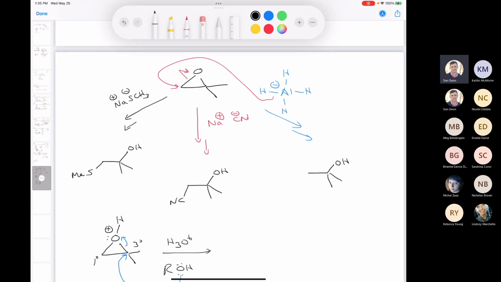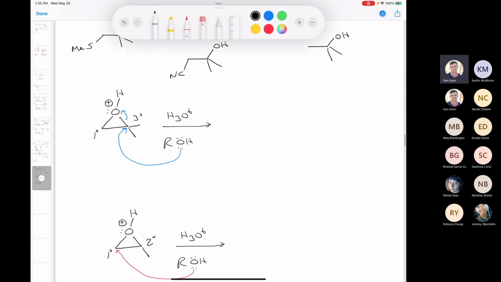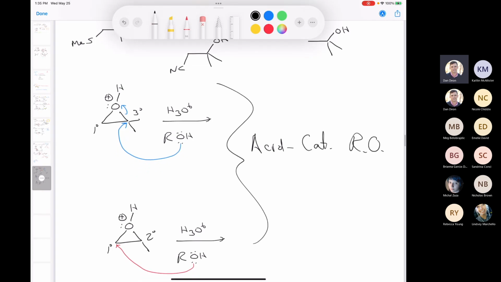So this is just nucleophilic attack. This is nucleophilic ring opening. And then this one here, what I'm looking at with both of these, is acid catalyzed ring opening. So just a little bit different.